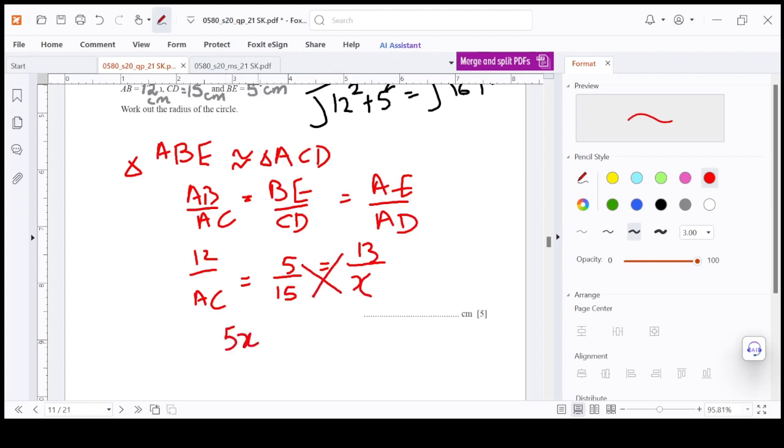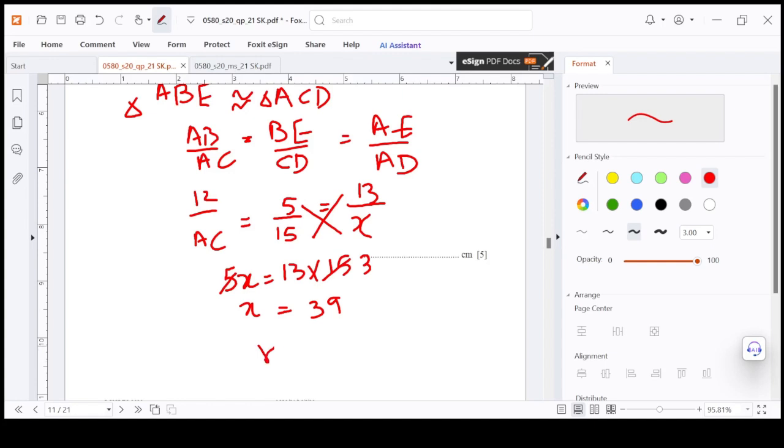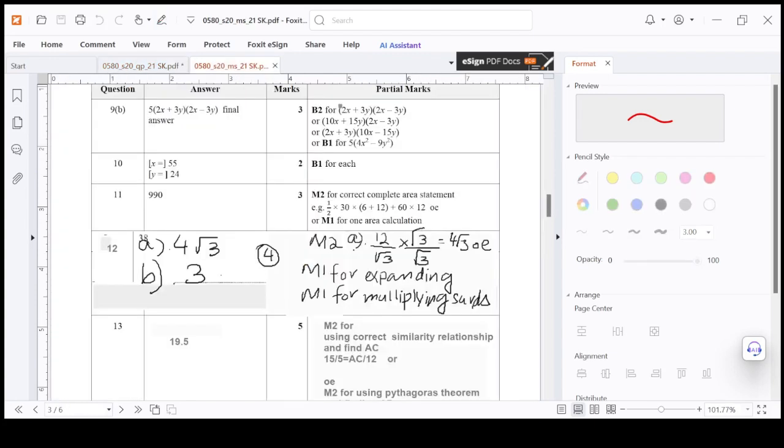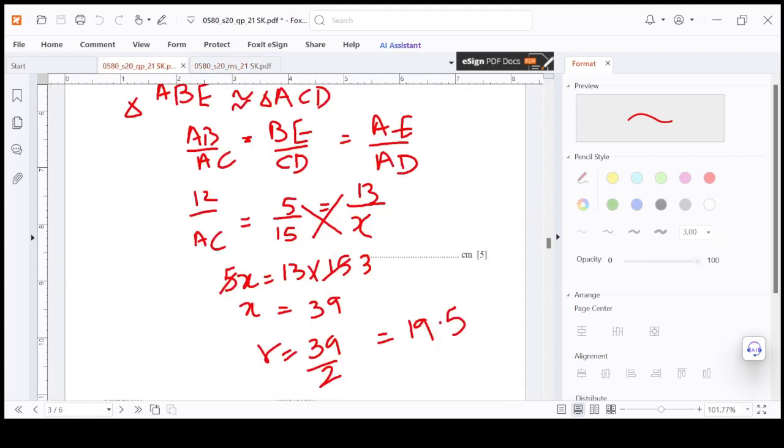So we have 5x equals 13 times 15. Now you cancel 5 and 15 to make the math a lot easier. It's going to be 3. So 3 times 13 is 39. And then we divide this by 2 for the radius. So that's going to be 19.5. Yeah, that is correct. So the radius is 19.5 centimeters.